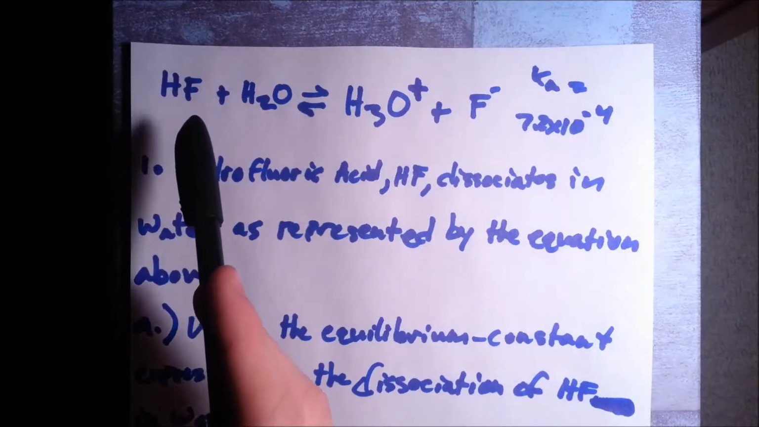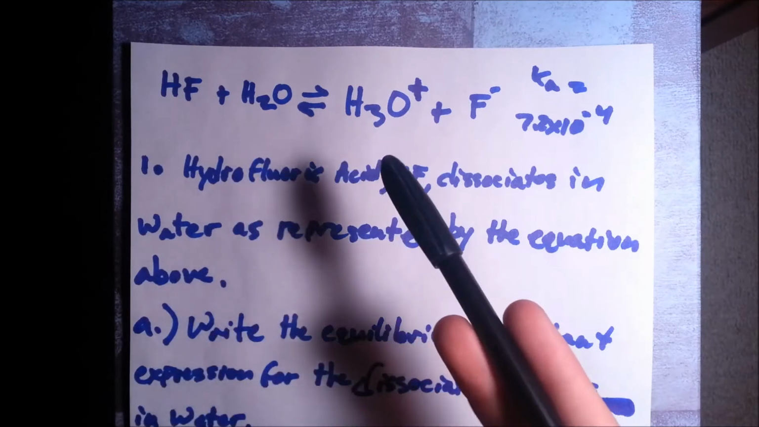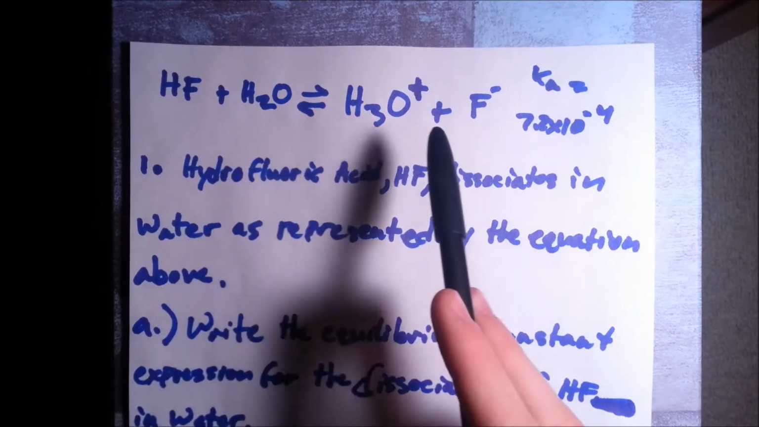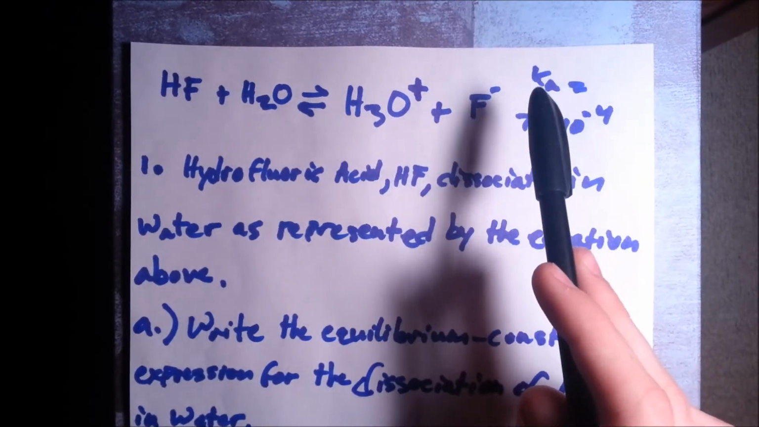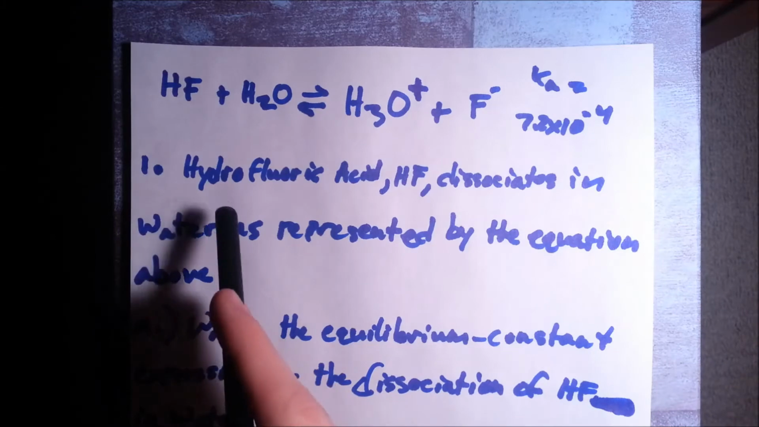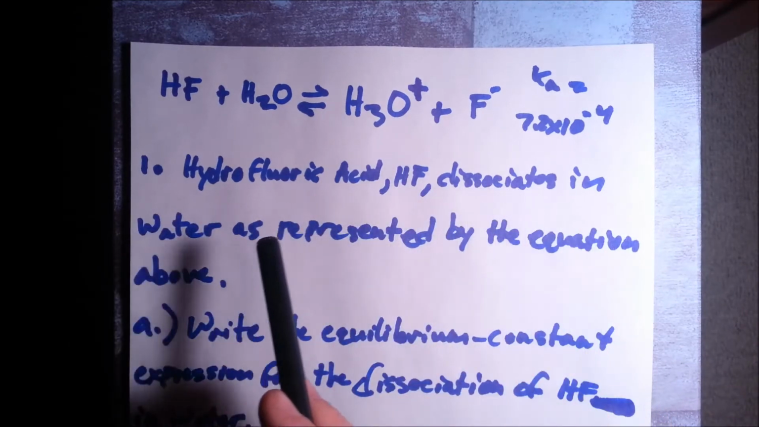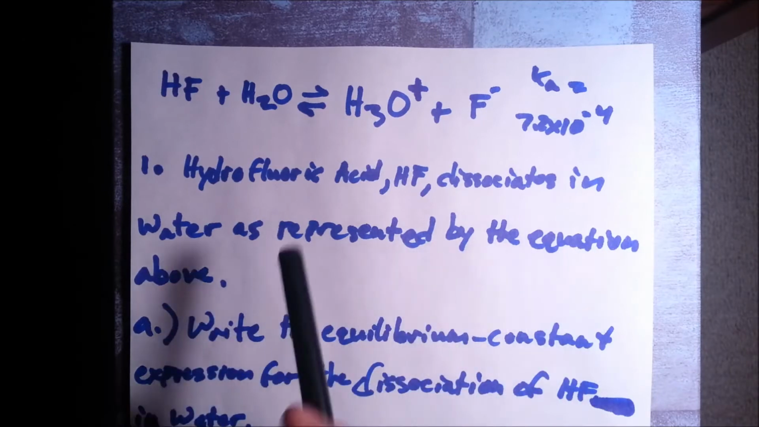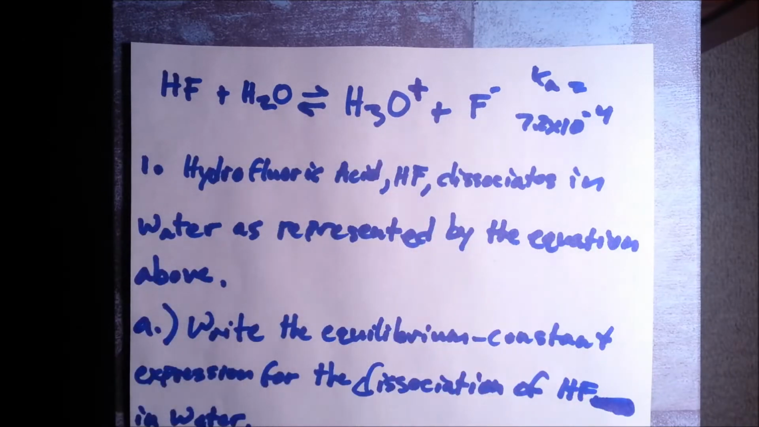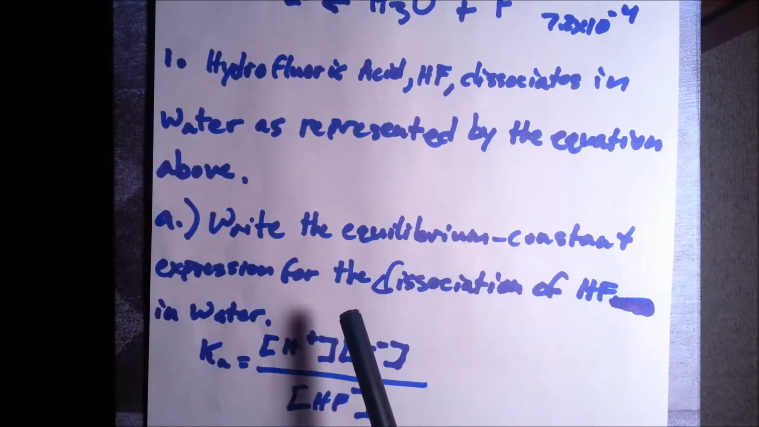So for the first equation, we have HF plus H2O dissociates into H3O plus, or H plus, for the same thing, plus F minus. And the Ka is given as 7.2 times 10 to the negative fourth. So the first equation states hydrofluoric acid, HF, dissociates in water as represented by the equation above. For question A, write the equilibrium constant expression for the dissociation of HF in water.